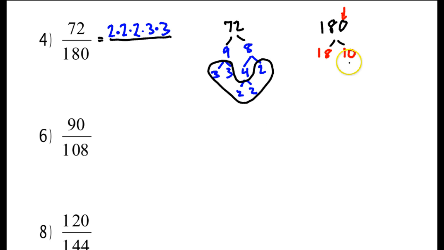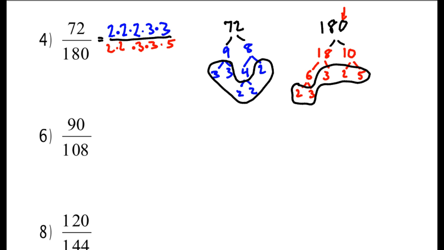So we got 10 is going to be 2 and 5. 18 will be 3 and 6, or 2 and 9. Either way, you'll get the same thing. Okay, there's all of those, 180. I tried to write them in order, so 2 times 2 times 3 times 3 times 5. There's two 2's and two 3's and a 5.